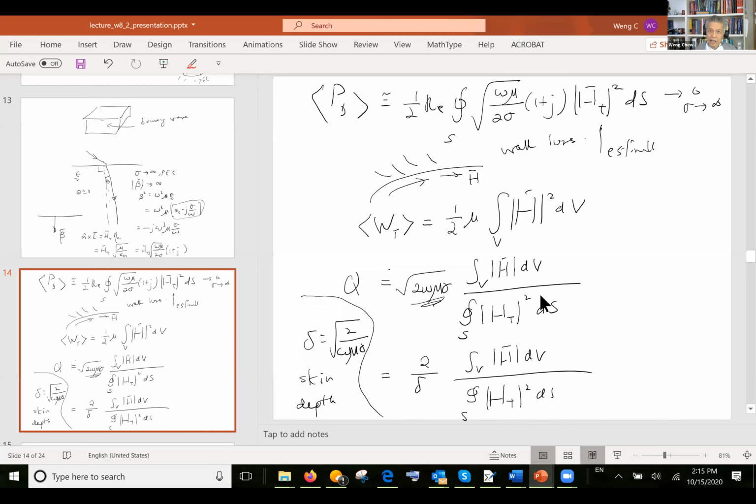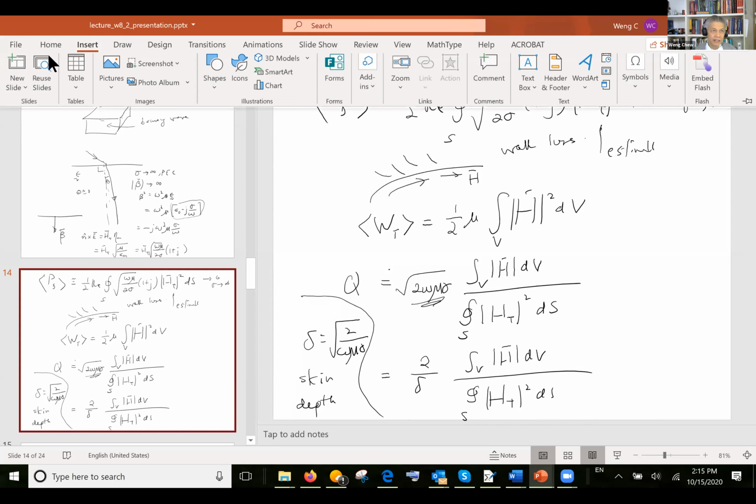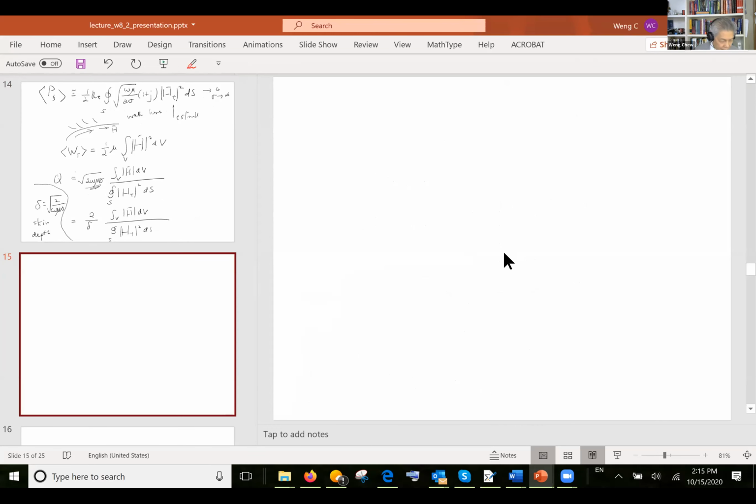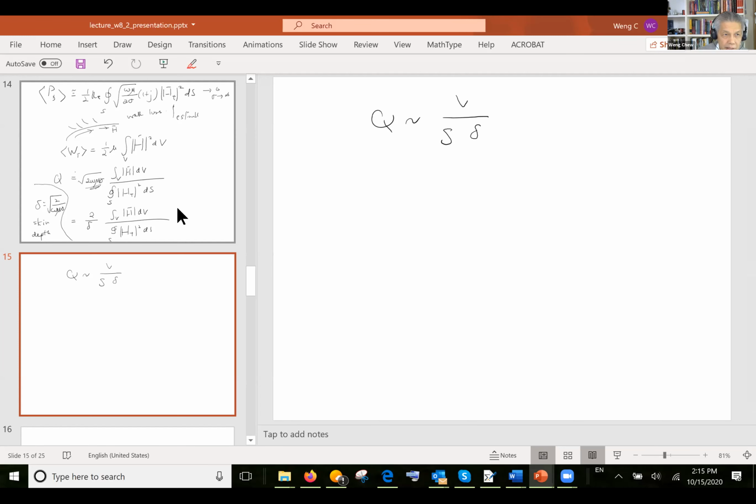And the lesson learned here, some physical insight you can gather from here, is that the Q is proportional to the volume over the surface area times delta. Because the numerator is a volumetric integral, the numerator should be proportional to the volume. The denominator is a surface integral accounting for the wall loss, so it should be proportional to the surface area of the cavity. And then there's the skin depth formula here.